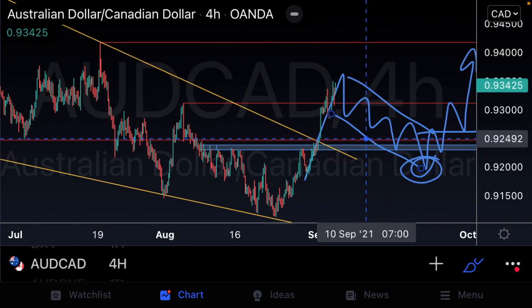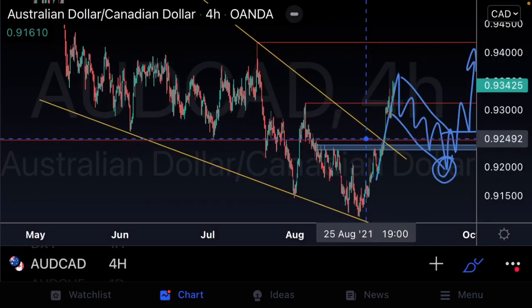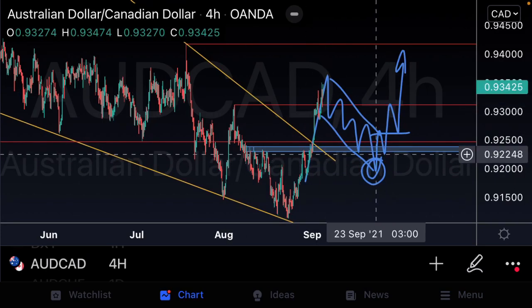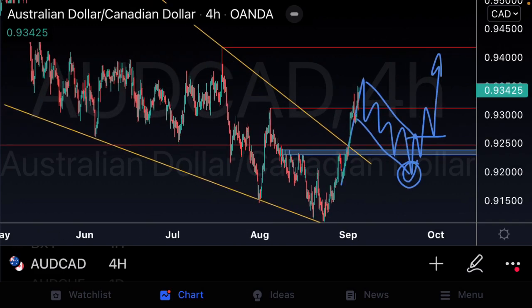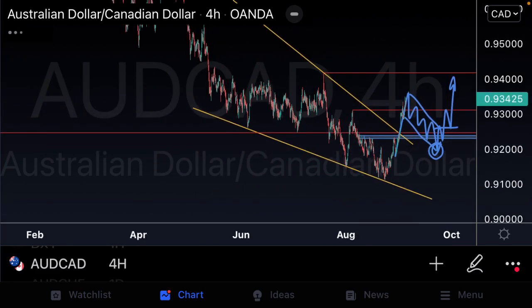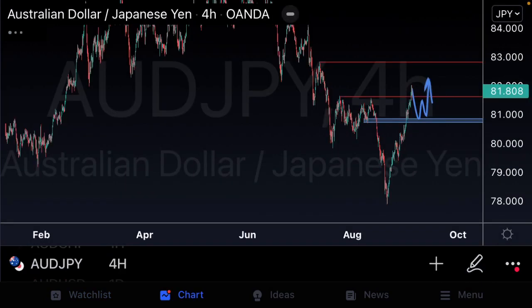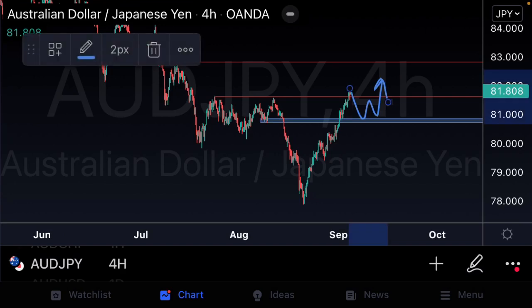Nonetheless, guys, our bias is bullish on AUDCAD, and we're going to just wait for prices to come in and tap into our previous resistance areas, turn it into support, and then we wait for those reversal structures for that bullish continuation. So that's our bias, guys, on AUDCAD. Let's move on to the next pair, and that's AJ. Now, guys, on AJ, we're also looking for a bullish biased setup.